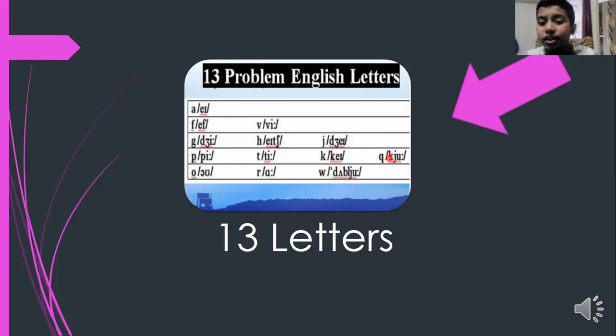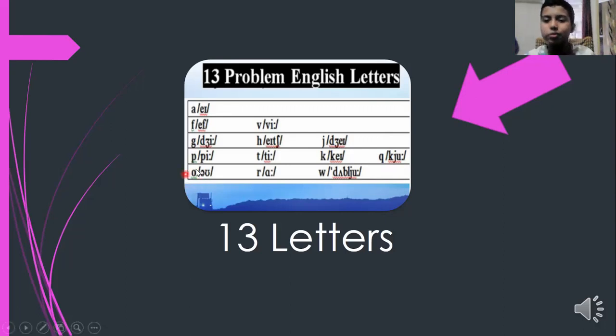Actually, the J sound is pronounced as Y sound. It is in case of phonemic symbols. K, ya, u, q. K, ya, u, q.